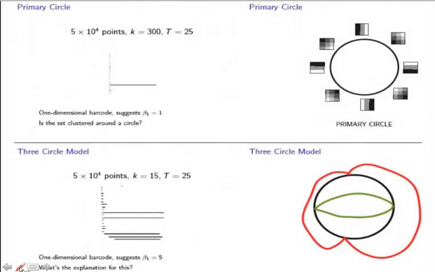Let's also take a look at our k equals 15. So we'll still take our 25% densest points, but now because k equals 15, we're looking at the denser regions. So we're restricting to some of the denser regions. In this case, we can see that our Betti one is 5. It looks like we would have 5 circles. And that's what this picture is over here.